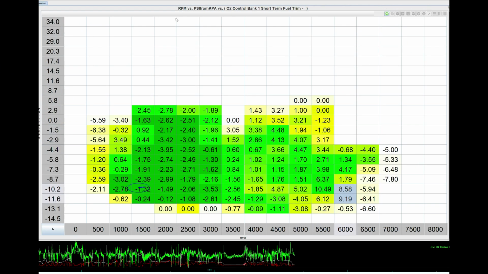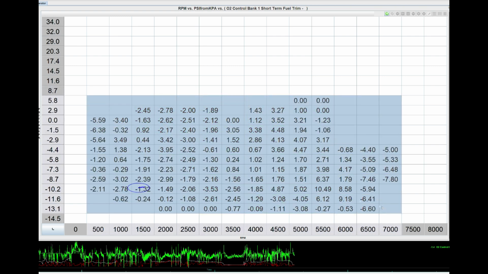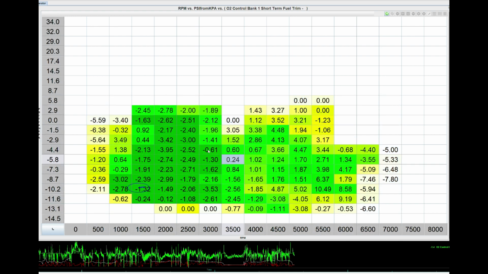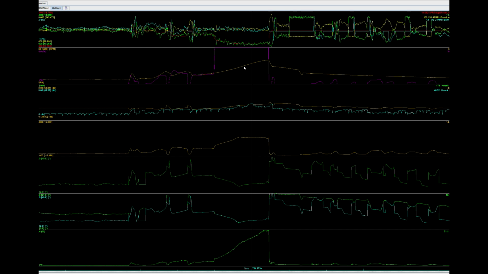So let's start off by looking at things in the Megalog viewer. Right now we're looking at data from our previous data log. All of our fuel trims were right in line where we wanted them to be on the part throttle. Let's switch over and get a hold of, there we go. Right now, we're looking at the data log from the wide open throttle pull.